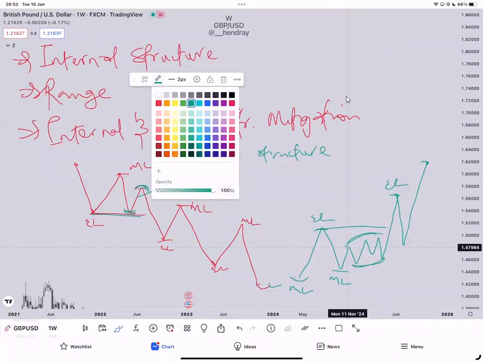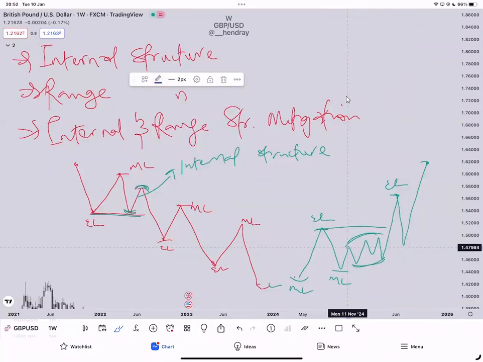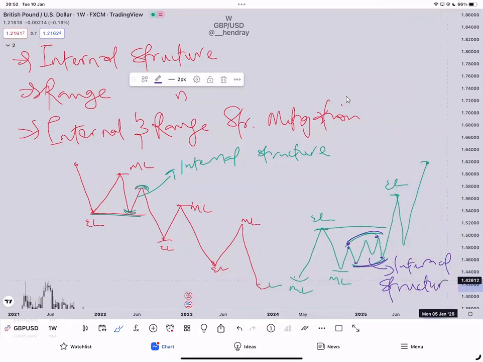Let me change the color again. So this high, low, then higher high, higher low. These are your internal structure. Okay, so that is your internal structure.